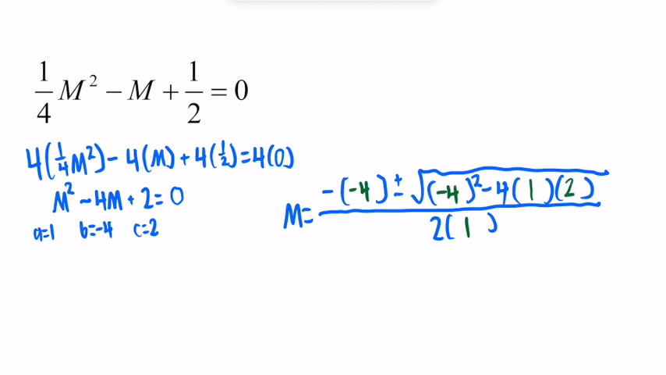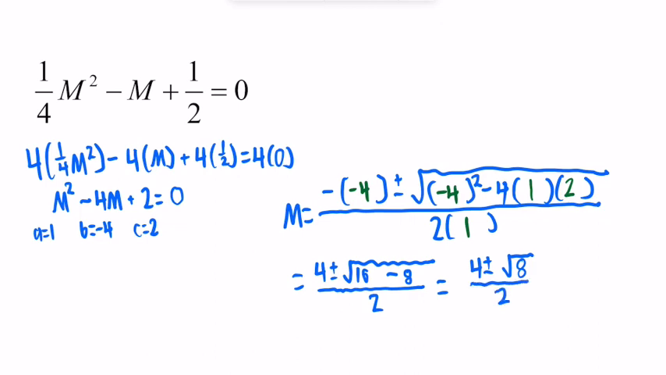So now we do the squaring and multiplying. The negative of -4 is 4. Under the square root, -4 squared is 16. Then -4 times 1 times 2, we have -8. In the denominator, 2 times 1 is 2. Subtract the numbers under the square root, and we have 4 plus or minus the square root of 8 divided by 2.